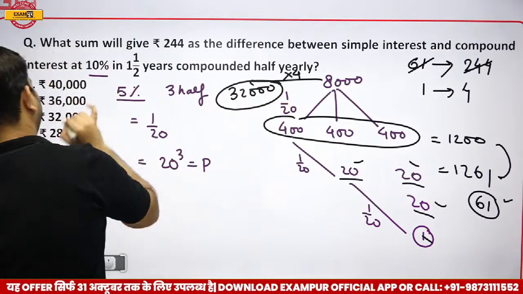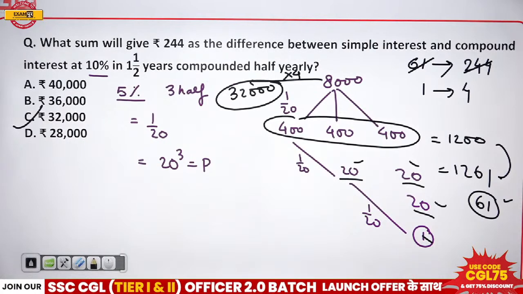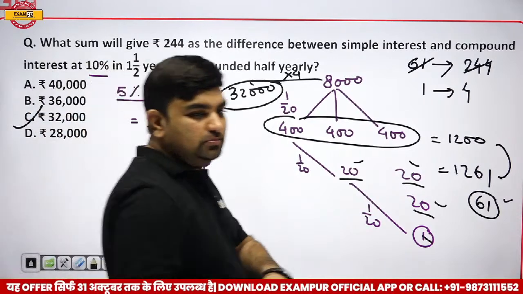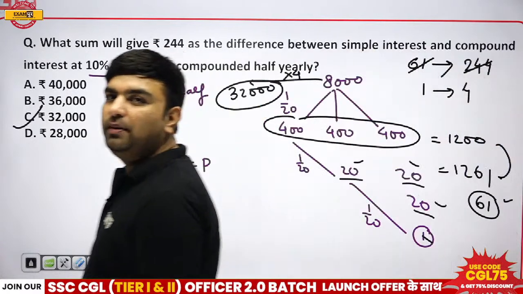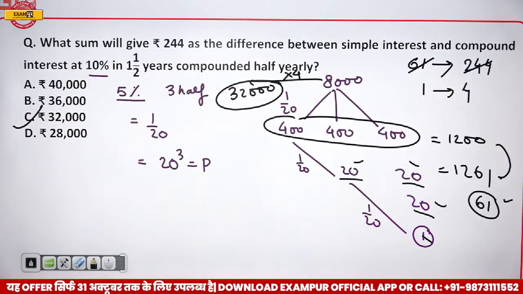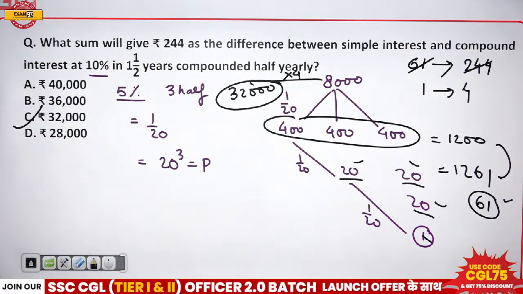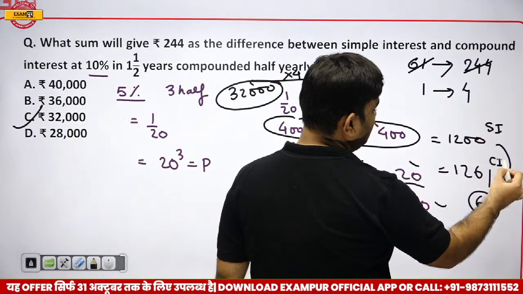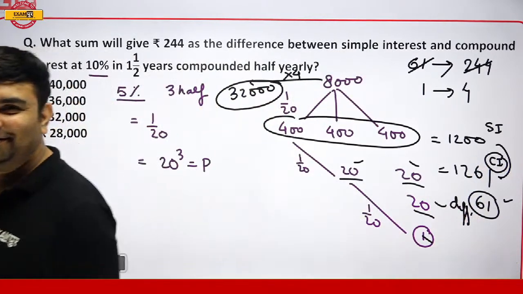You loved it? Some students love the tree a lot. You also? But guys, why don't I teach the tree too much? Because it consumes a little bit more space. So this was your SI and this was your CI. The difference was 61.